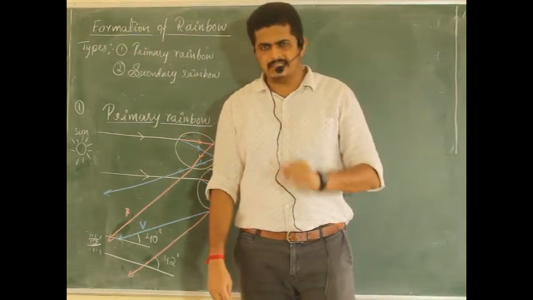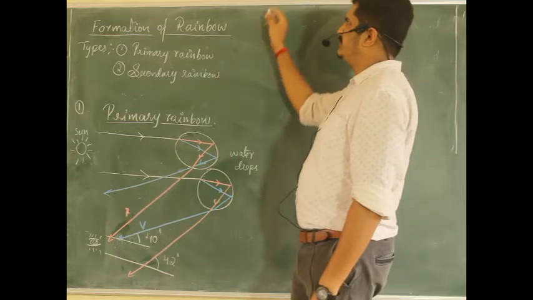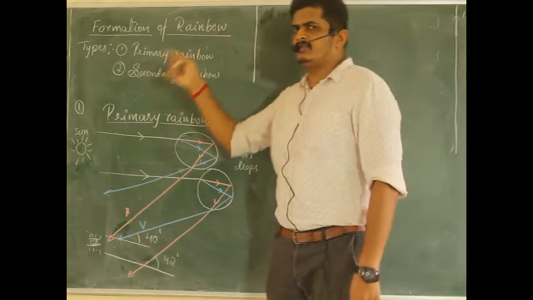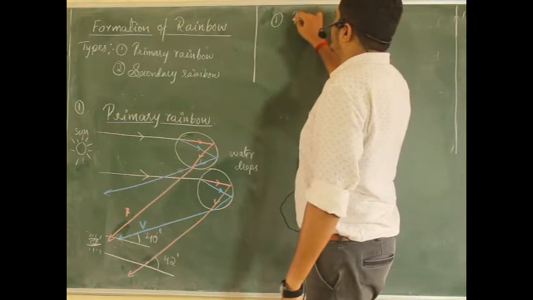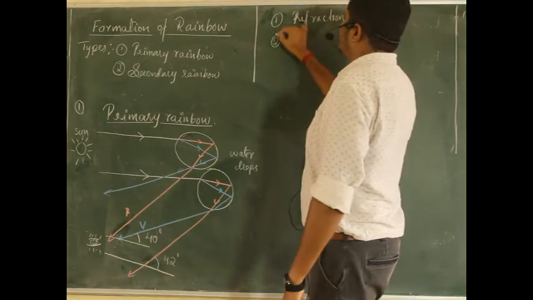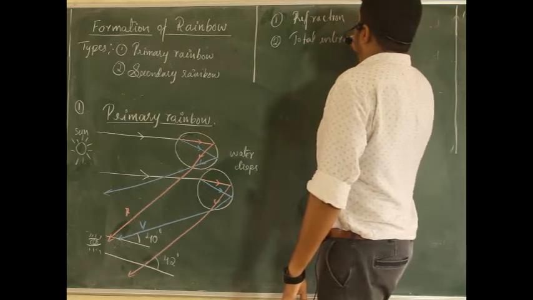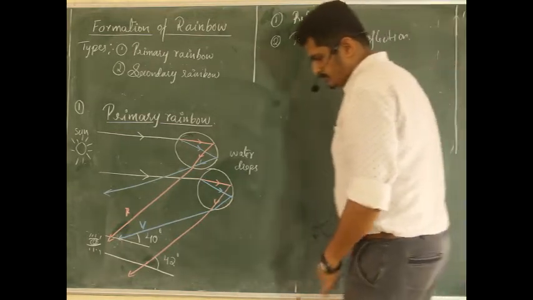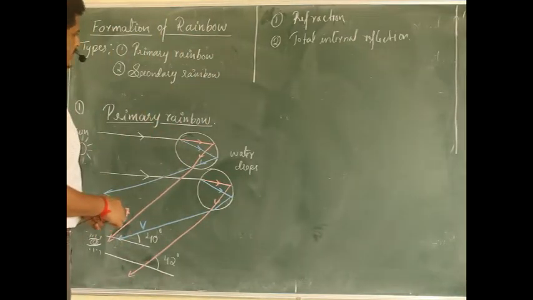Now, how exactly does it happen? What is the science behind it? For both cases, we have criteria. First, I will write down the conditions for the formation of a rainbow. The first is refraction. Refraction will happen, and the second condition is total internal reflection.